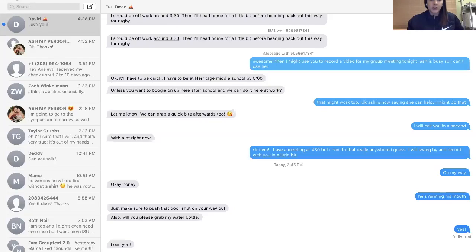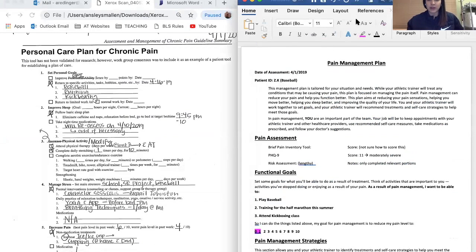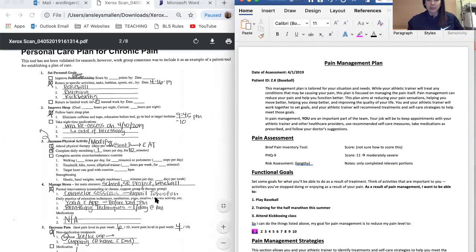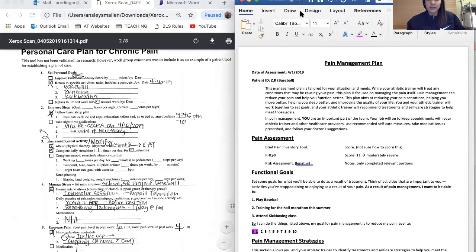Awesome. Okay. Are you able to screen share from your side? I am. Perfect. So here's my plan over here. It looks kind of funky because I did my plan over here instead of all over here. So let me get you out of the way.